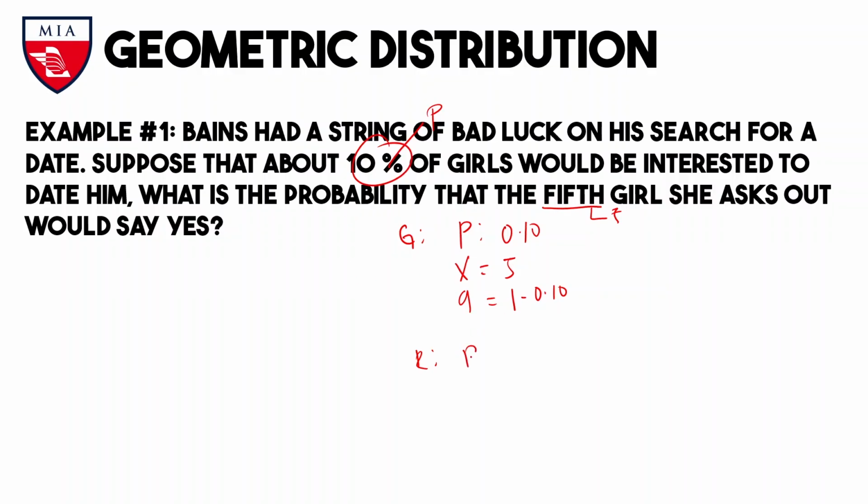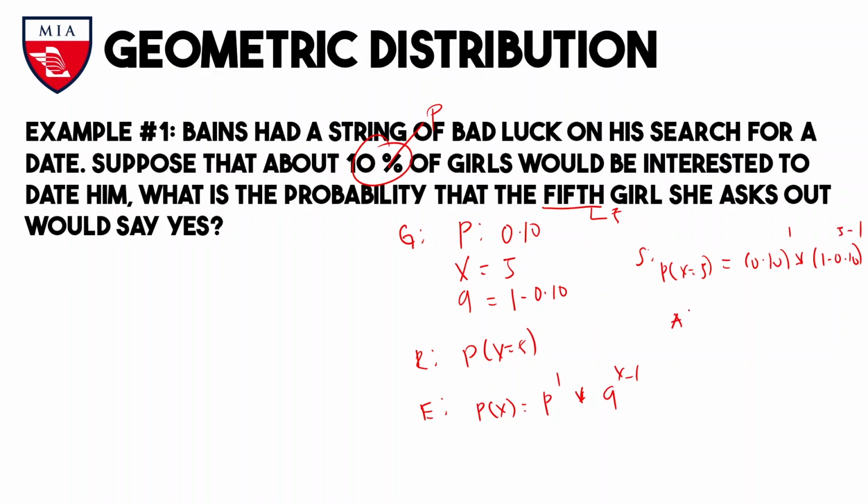The probability of x is equal to 5. For the equation, we have probability of x is equal to p raised to 1 multiplied by q raised to x minus 1. For the solution, we have P(x = 5) is equal to, what's the value of p? We have 0.10 raised to 1 multiplied by 1 minus 0.10 raised to 5 minus 1.